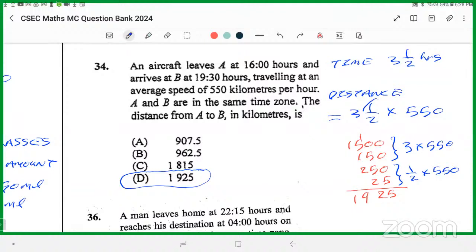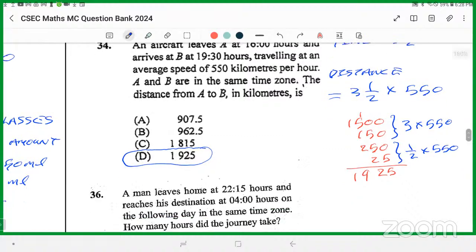Then I'm doing the half now times 550. First, half of the 500 is this 250. Then half of the 50 is this 25. And then I'll just add them up piece by piece. So you can't use a calculator. So I'm just showing you a way that you could work it out if you can't use a calculator. All right. Well, that is the answer right there.